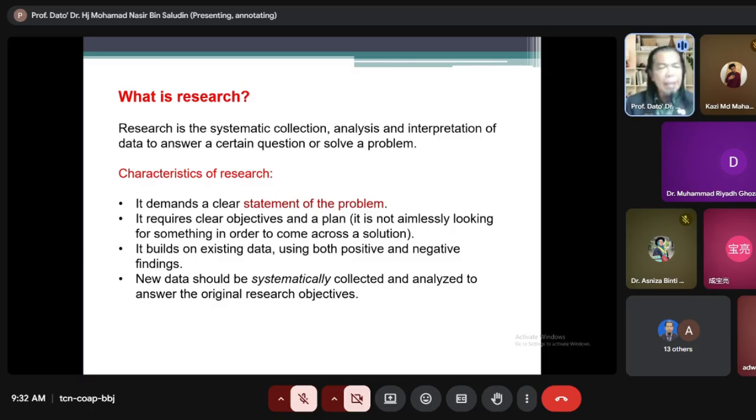That means you try to bridge what is done and what is not done. It requires a clear objective and a plan. It is not aimlessly looking for something in order to come across a solution. It is built on existing data using both positive and negative findings. You don't accept only positive findings, positive relationships, positive impact. You must also take the negative findings, negative relationships. Negative findings, if significant, also have meaning, in contrast with the positive. New data should be systematically collected and analyzed to answer the original research objective.